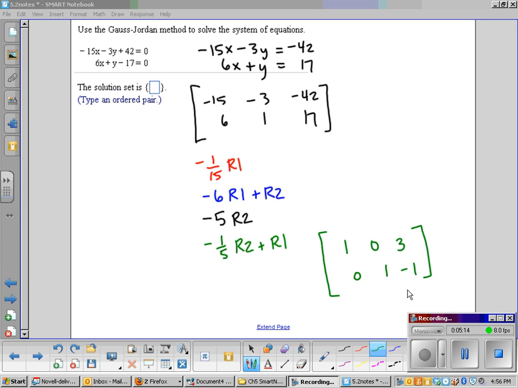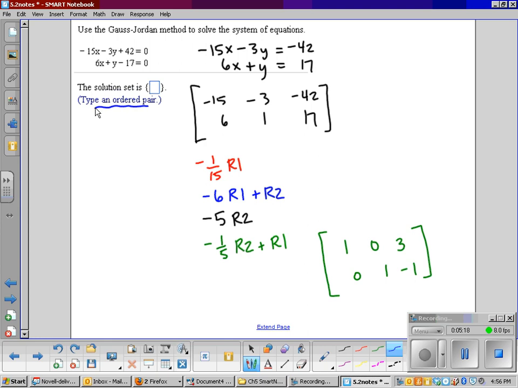The matrix itself is not the answer. Remember, we want to write the answer as an ordered pair, and so the x value of the ordered pair, x equals 3, and the y value of the ordered pair would be y equals -1. So the ordered pair is (3, -1).